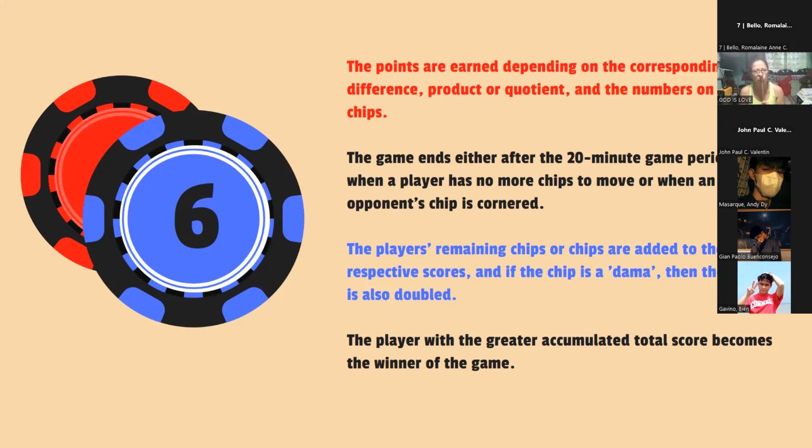The player's remaining chips are added to their respective scores, and if the chip is dama, then the score is also doubled. So bali kapag may dama ka pa, tapos wala ka nang moves, madadagdag yung score mo sa kung anumang dama meron ka. Kunyari may negative 11 ka, so bali madodoble yon, kaya magiging negative 22. Bali minus 22 yon sa points mo. So the player with a greater accumulated total score becomes the winner of the game. So kung sino man may pinakamataas na score pagkatapos ng game ay siyang mananalo.